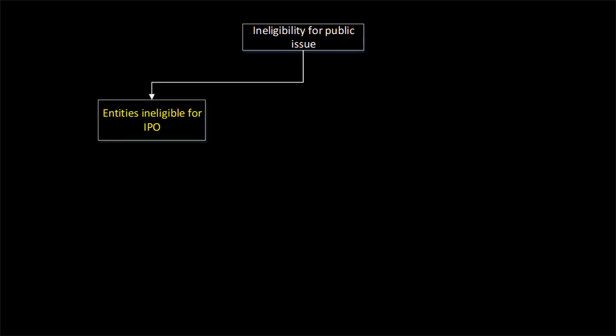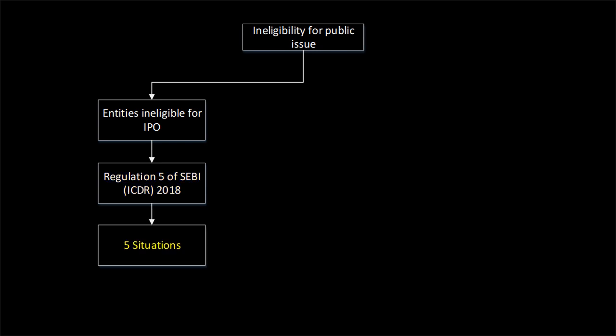Now let's see the ineligibility criteria for issue of securities to the public. If we talk about the entities who are ineligible for bringing an initial public offer, then Regulation 5 of the SEBI ICDR regulations talks about the criteria under which a company cannot come up with an IPO. This regulation lays down 5 situations when an entity will not be eligible for bringing an initial public offer. We will discuss these 5 situations later in this video.